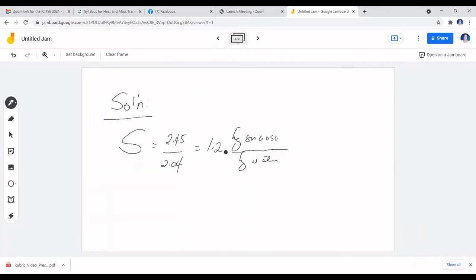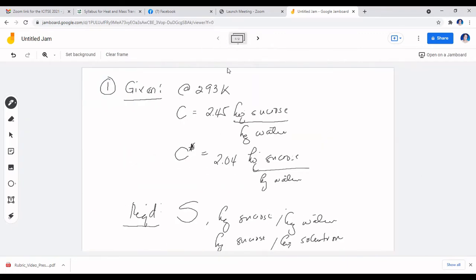This one is okay. We're working on the same unit as the problem gave us, set of units. What about the other one? What do we do? Our unit here for the second is kilogram sucrose per kilogram solution. Your two concentrations, the one at supersaturation and the one at equilibrium saturation, have units of kilogram sucrose per kilogram water. The problem requires you to express it in kilogram sucrose per kilogram solution. So what would you do then?